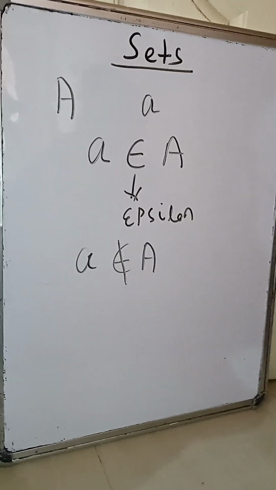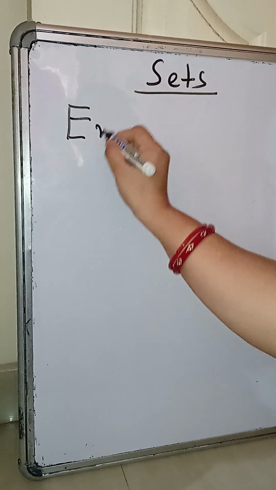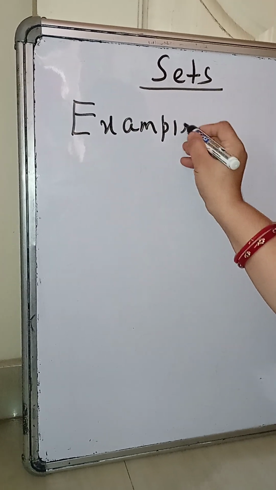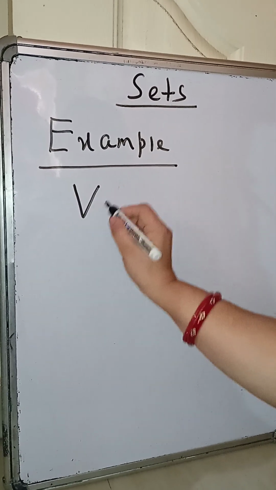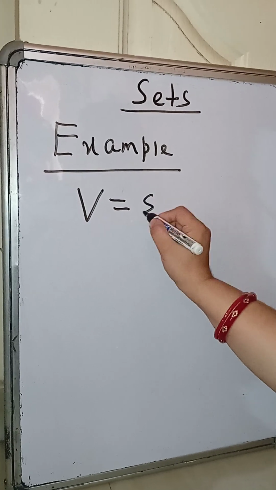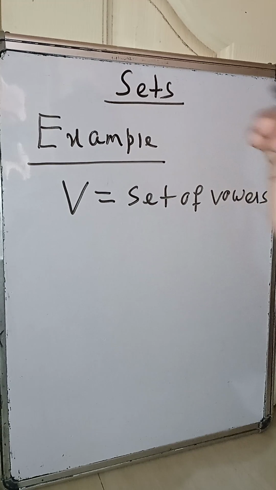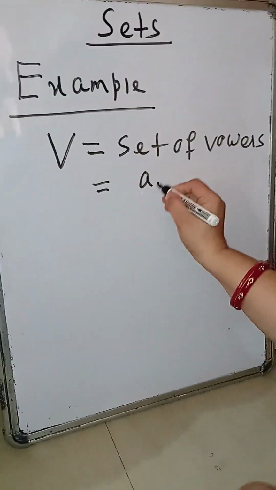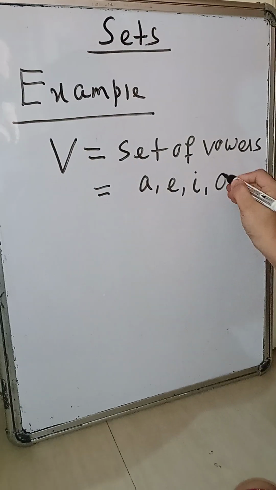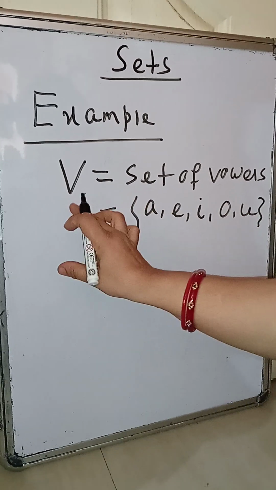Now let us discuss some examples. Example of sets. Let us consider a set denoted by capital V, which represents the set of vowels. And you all know what the elements of this set are, as usual: a, e, i, o, u. All these are the elements or members of the set V.